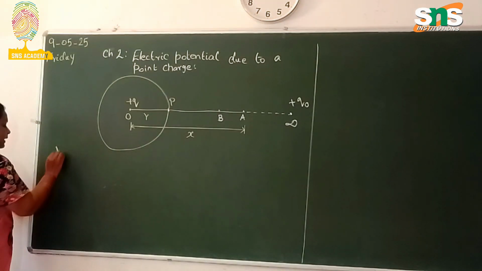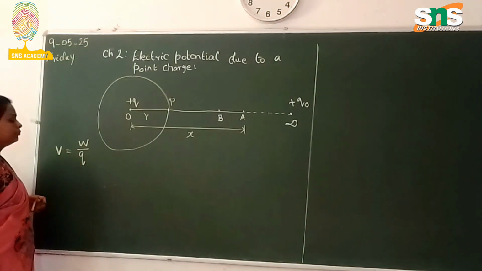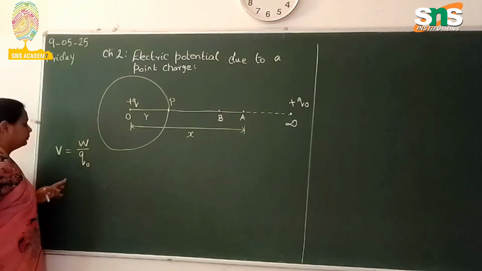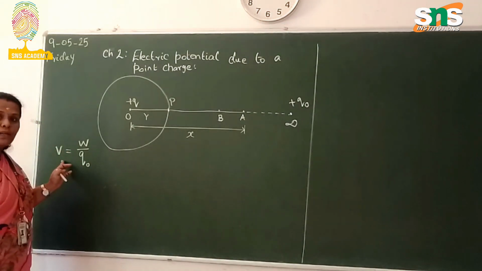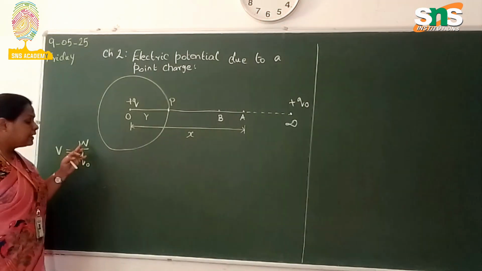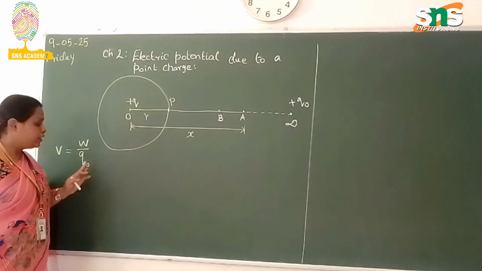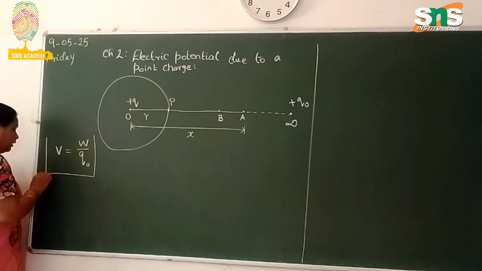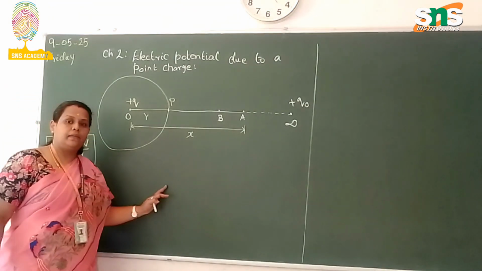So V is equal to W by Q naught. Let it be the point charge. So electric potential, represented by V, is the work done in bringing a unit positive test charge from infinity to a point P. Let us block this formula and consider it throughout our derivation.